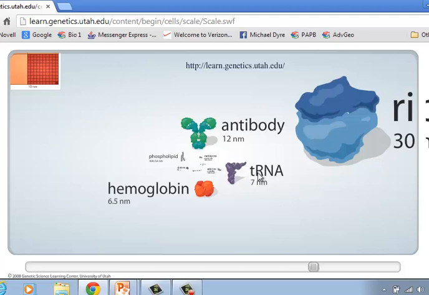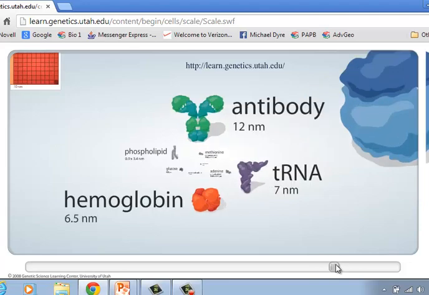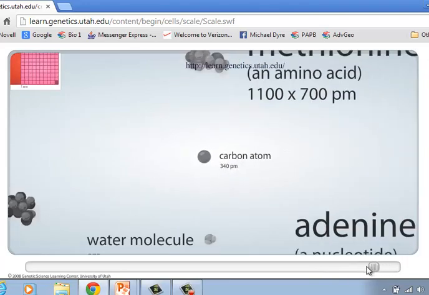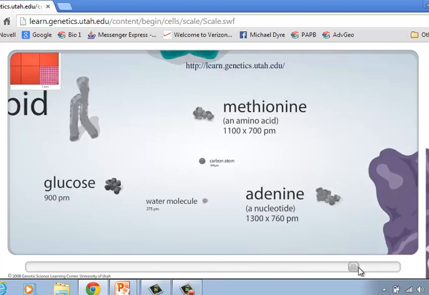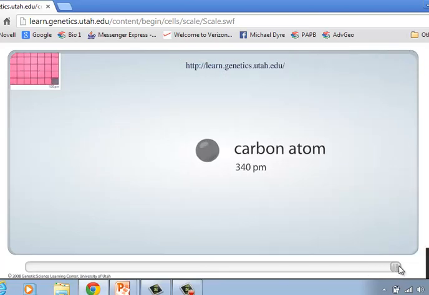There's a transfer RNA, which is going to actually bring in amino acids to the ribosome right there to make proteins. You can see a phospholipid coming into the view. Phospholipids. So I can go back a little farther. Phospholipids come together to make cell membranes. There's a glucose, C6H12O6, methionine, adenine, which are 2 amino acids for proteins. There's a water molecule, which we can see when we get a little closer, and then there's finally a carbon atom. So picometers, that's a billionth of a meter, 360 billionths.